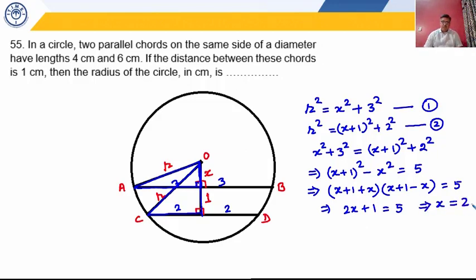Right? x is 2. So if x is 2, can I say R square is 2 square plus 3 square, which is 13. So R must be equal to square root of 13. So the radius is square root of 13 centimeter. So this is your answer.